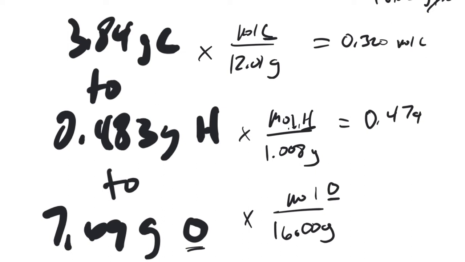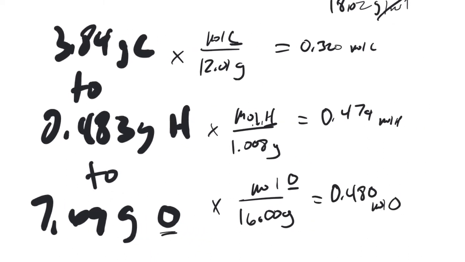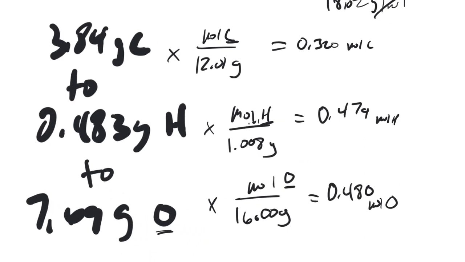So the first one was moles of carbon, moles of hydrogen, and then for oxygen, 7.69 divided by 16, 0.480 moles of oxygen. Okay, and so then the next task is divide by the smallest. So just find whichever of these is the smallest quantity, divide all those by the smallest amount. At least gives us one whole number.